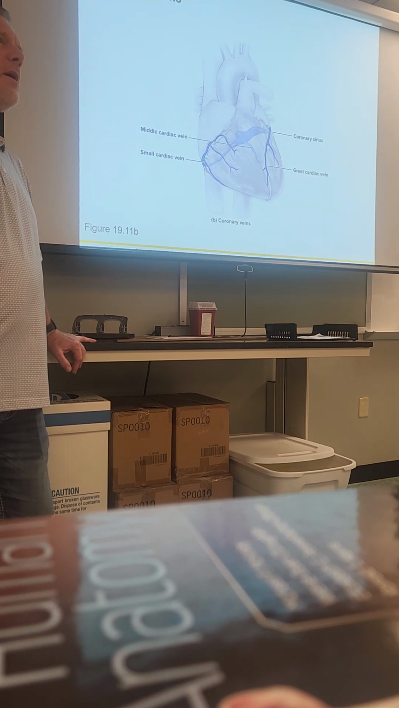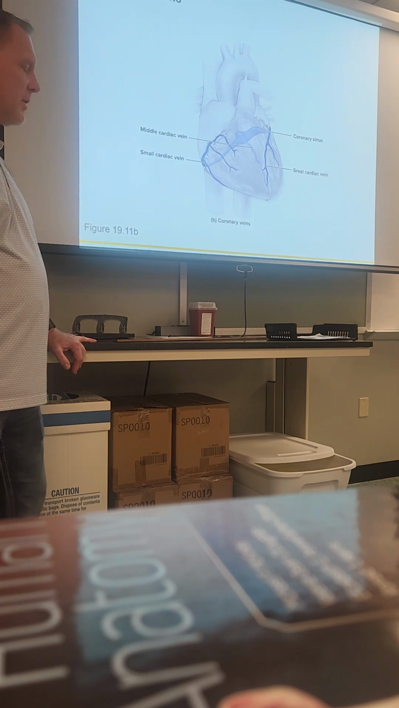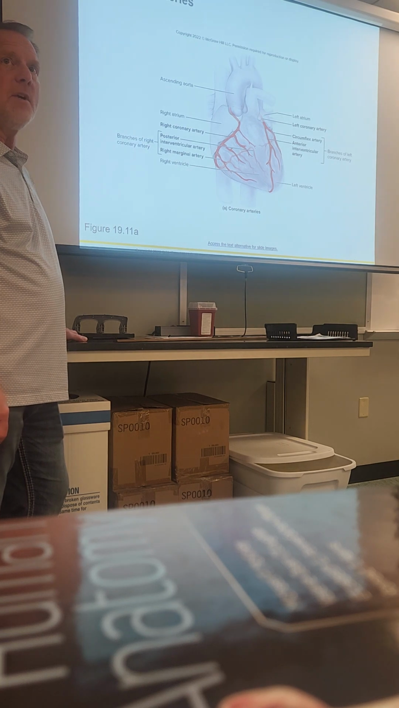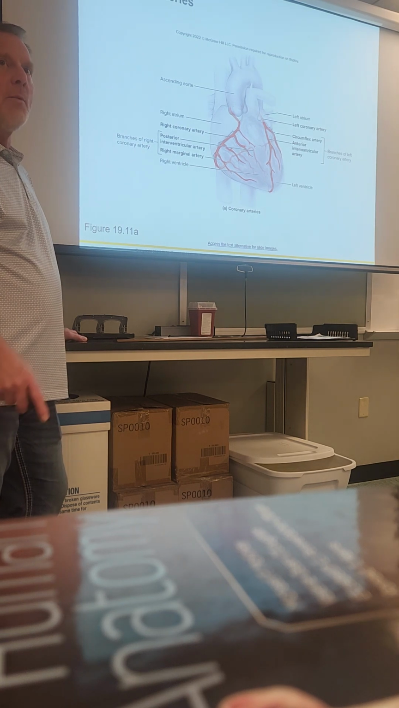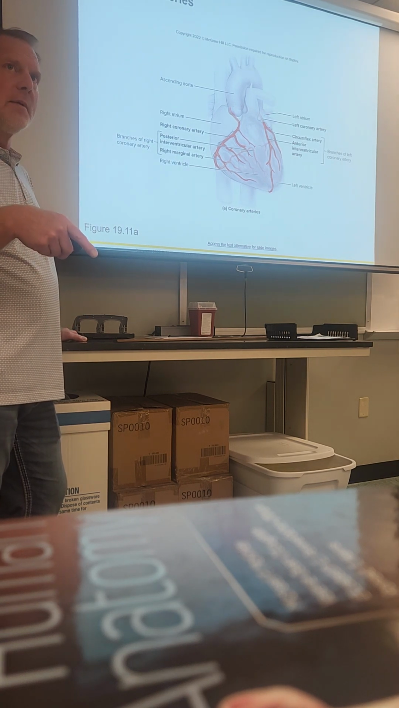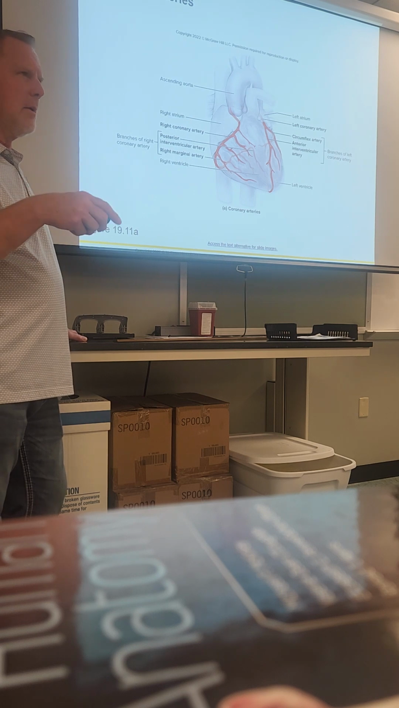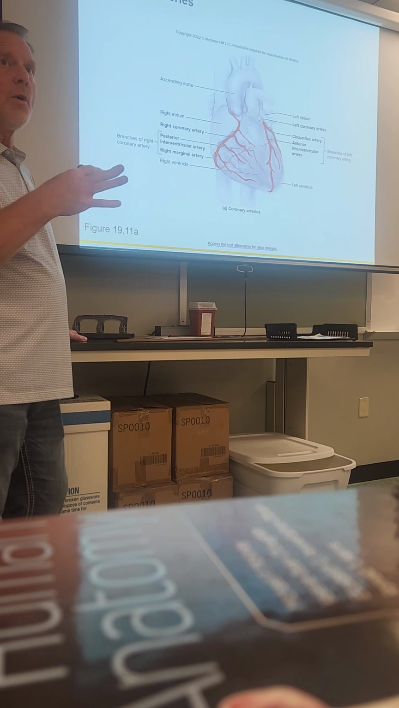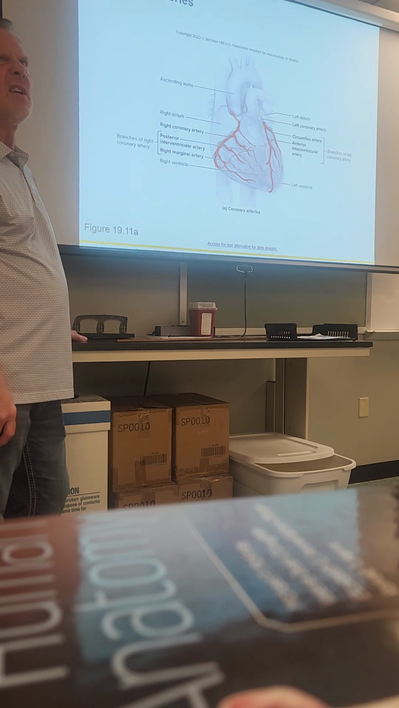So when we talk about bypasses, guys, what we're talking about is somewhere typically in this group of arteries that you see, we have blockage, and we have to bypass it and get around it. And that means when you hear about a quadruple bypass, we're bypassing in four different areas somewhere along this pathway. That's not good. All right, we don't like to do that.